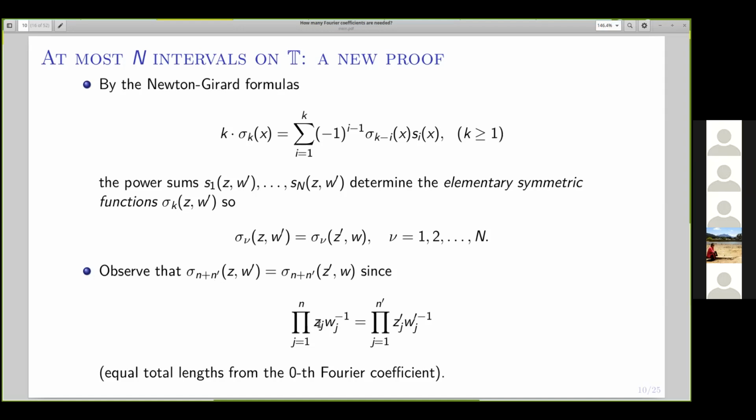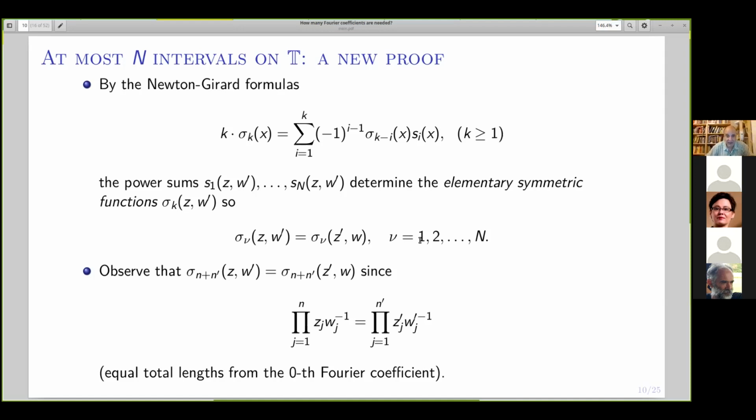Now, what is this product? For each, let's say for z1 divided by w1, this is the angle of the first arc. And you multiply all these angles together. So what you get here is e to the 2 pi i times the total length of the set E. And this is the same thing for the set E prime, but we know from the zeroth Fourier coefficient that these are the same. Therefore, we know this identity, and we know that the elementary symmetric functions at the top are identical.